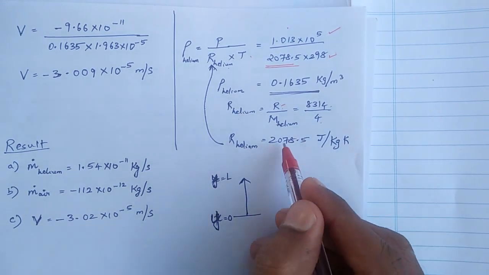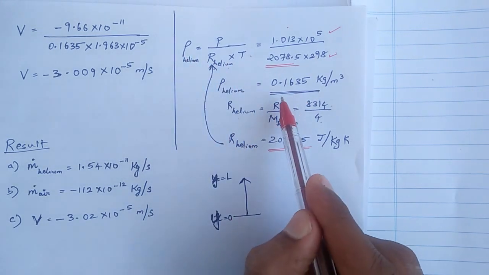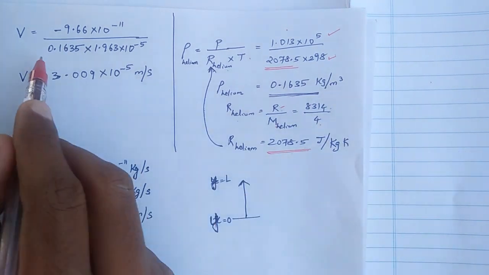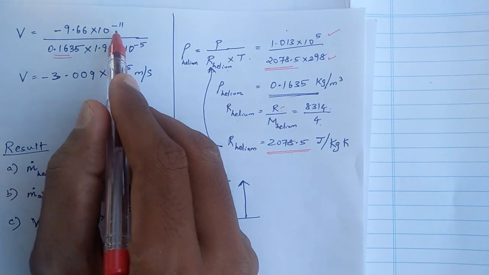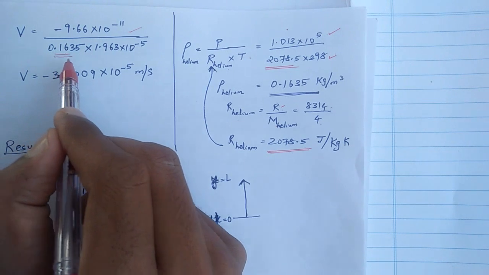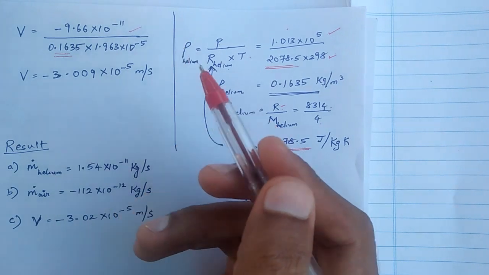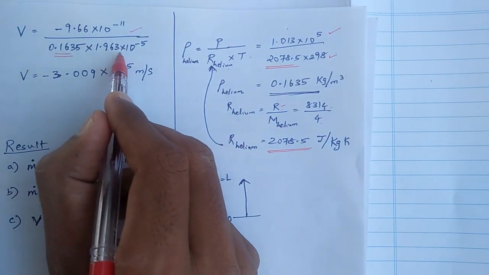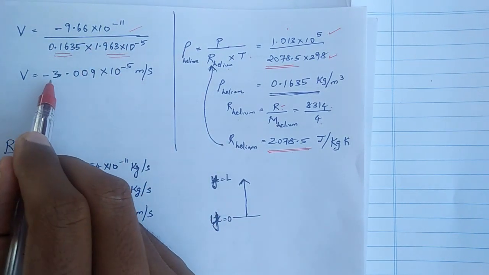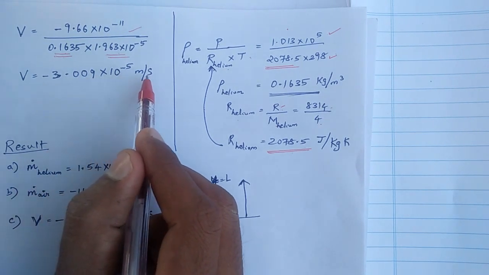So substitute this R value here. On substituting this, we'll be getting the density of helium as 0.1635 kg per meter cube. So substitute this density value here. At the top you are having the net mass flow rate, divided by the denominator, which is density into area. This is the cross sectional area. Substituting all these values, we'll be getting the velocity as minus 3.009 into 10 power minus 5 meter per second.